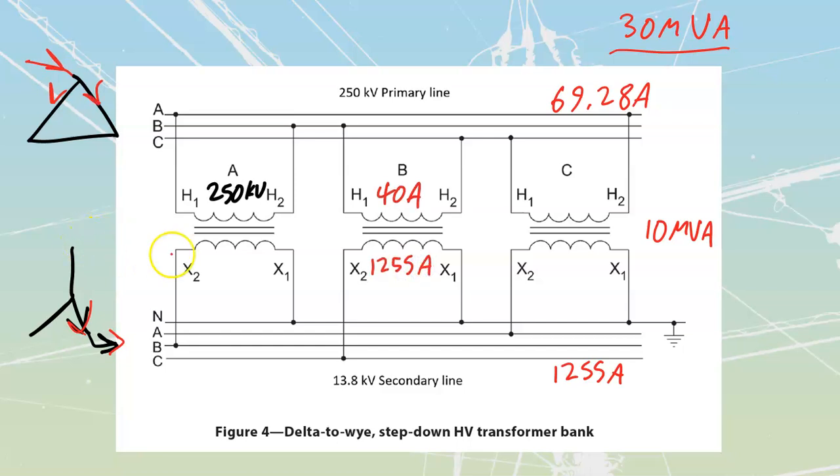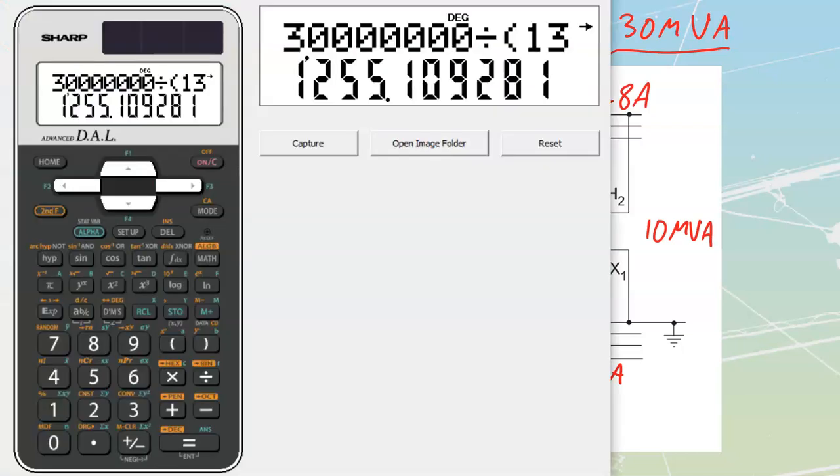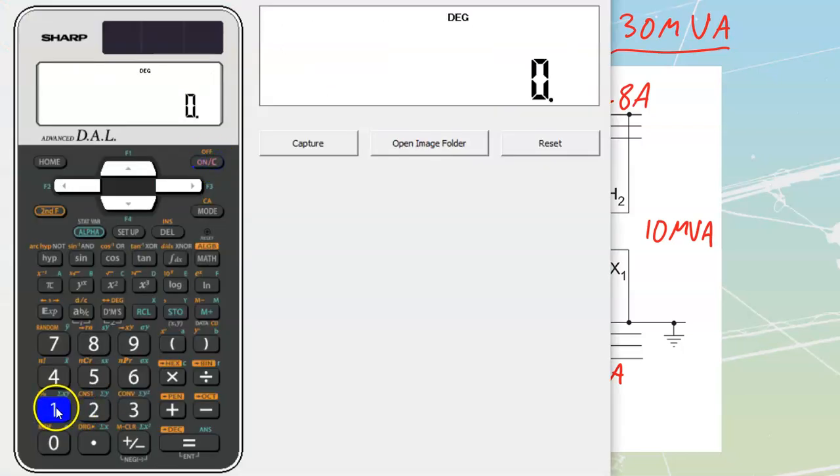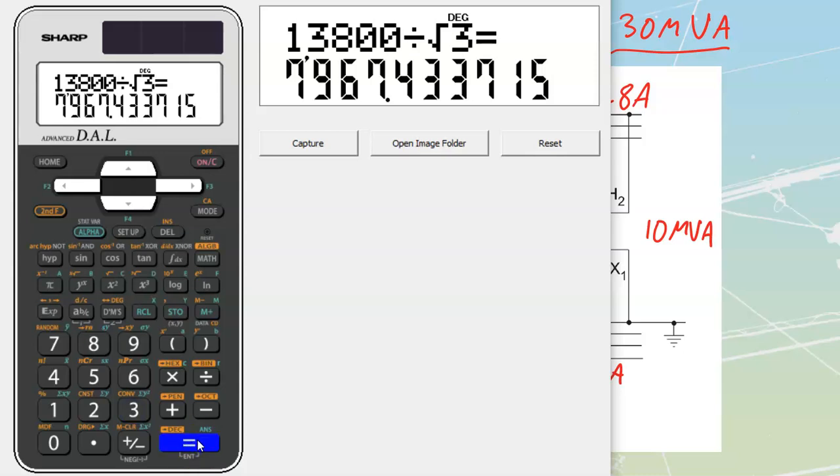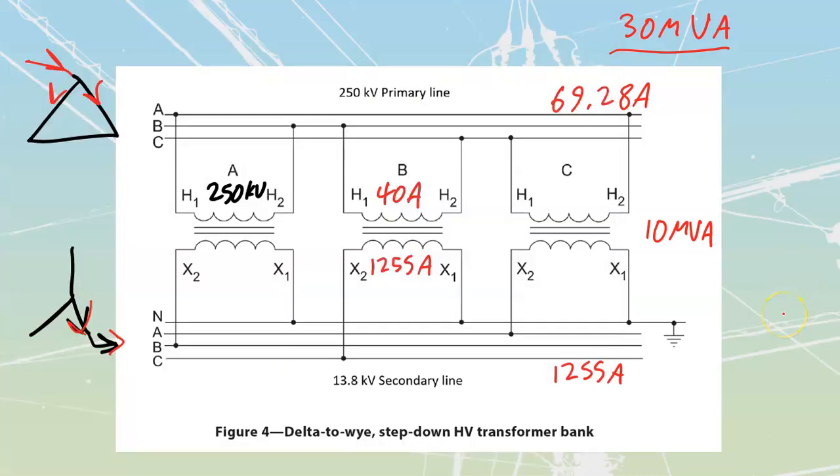Last thing to look at is what I need for my phase value of voltage over here. If we've got 13.8, we know we're going to have to be root 3 less than that for my phase value of voltage. So we'll take 13.8 divided by root 3, which is going to get me down to 7,967. 7,967 volts that we will have over here.